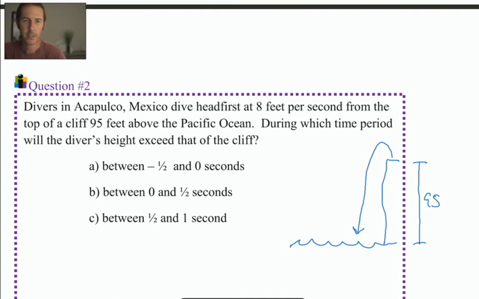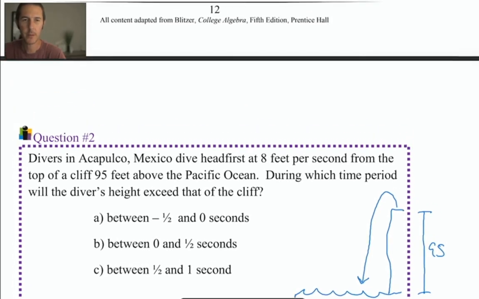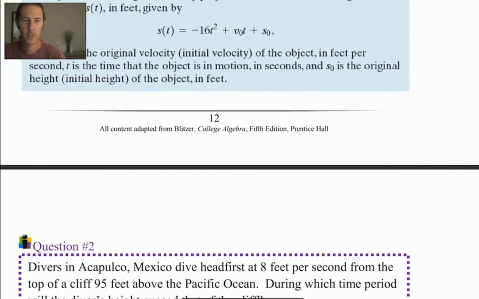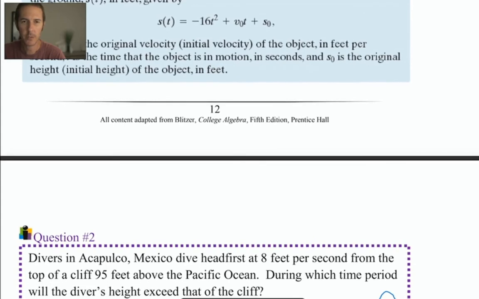Now, how are we supposed to figure out these time intervals? Well, thankfully, we were given this model up here. So that I can keep it all on the screen at the same time, I'm going to write my position function here, s of t, and that's equal to negative 16t squared. If we were doing this problem and measuring using meters, the negative 16 would change to a negative 9.8, which is the rate of acceleration due to gravity measured in meters per second squared. Here, the negative 16 is the rate of acceleration due to gravity as measured in feet per second squared.